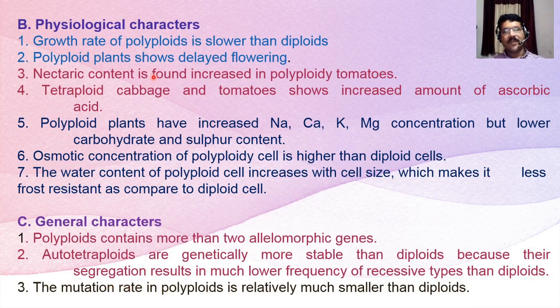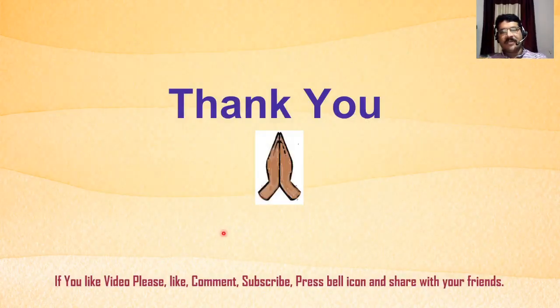As we have seen in this video, we have learned about the definition and concept of polyploids, and after that we have seen the characteristics of polyploids, in which we have seen morphological characters, second physiological characters, and third general characters. So thanks for your attention.